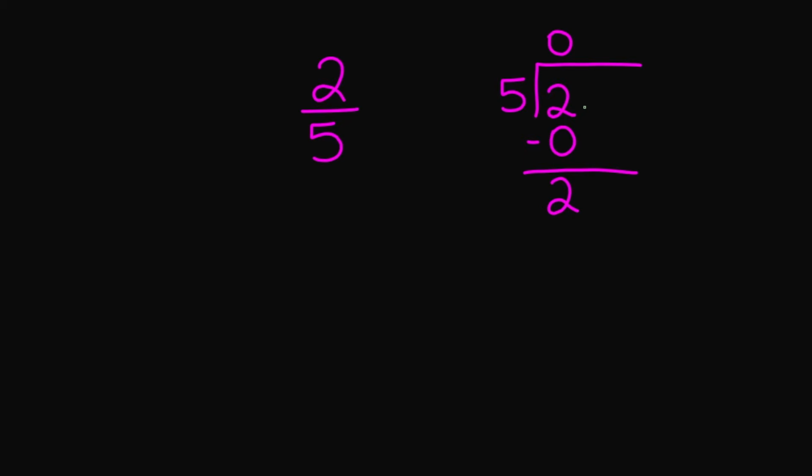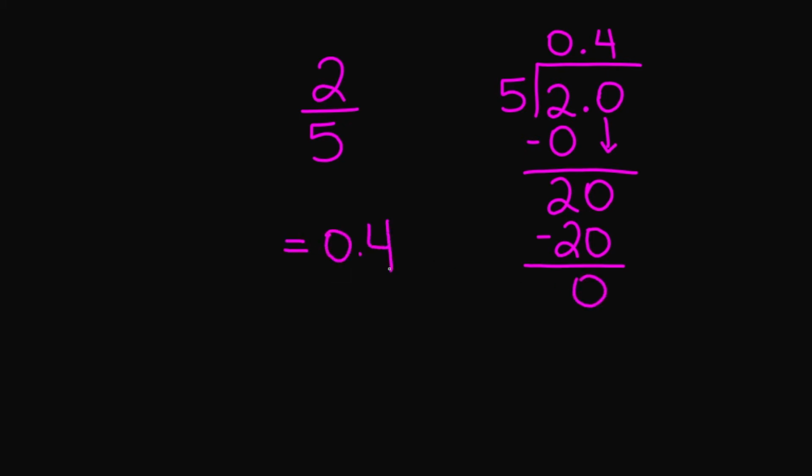So let's try 2/5. I have my 5 on the outside and my 2 is on the inside. 5 goes into 2 0 times. 5 times 0 is 0. 2 minus 0 is going to equal 2. So I add my decimal and my 0 and another decimal here. Bring this 0 down. 5 goes into 20 now how many times? It goes in 4 times. 5 times 4 is 20. 20 minus 20 is going to equal 0. So your final answer, your decimal, is going to be 0.4.